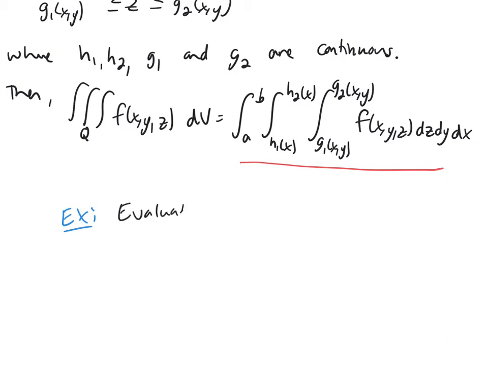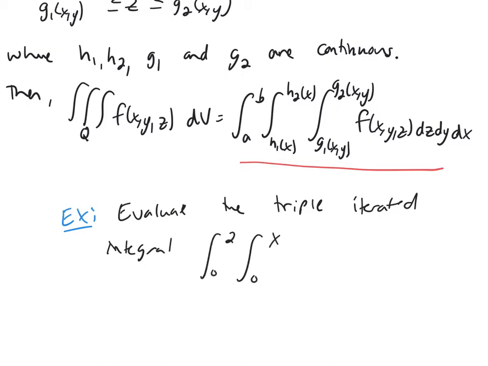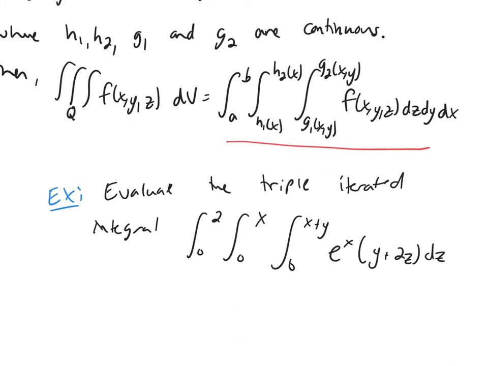Evaluate the triple iterated integral 0 to 2, 0 to x, 0 to x plus y, e to the x, y plus 2z, dz, dy, dx.